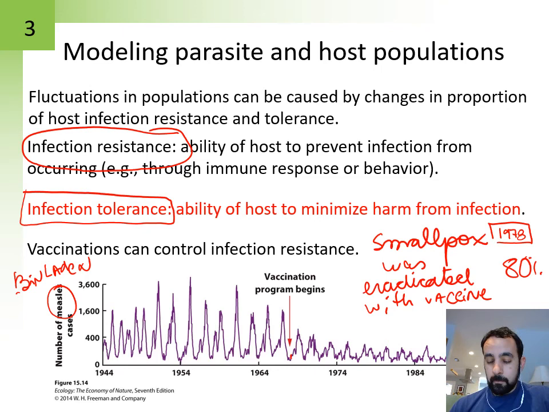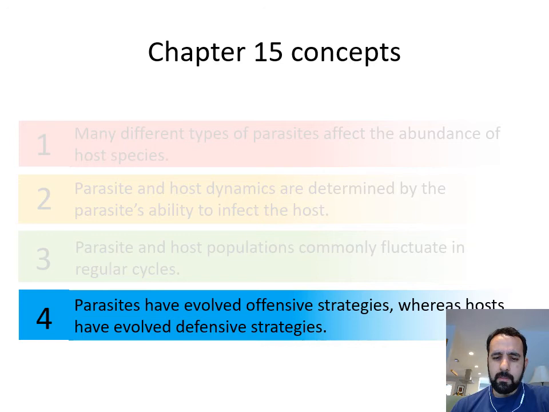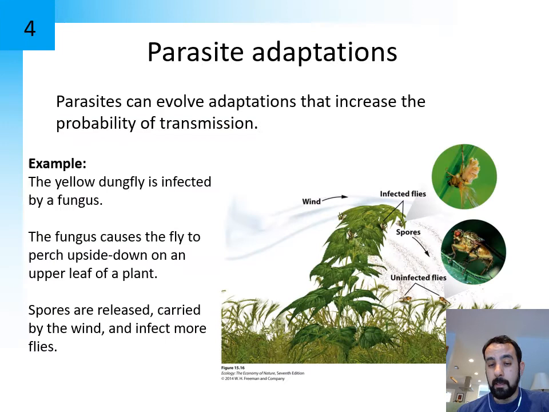But in the United States, through vaccinations, measles has decreased substantially, but in recent years, because of non-vaccination, we're seeing an increase in that too. Okay, so parasites have evolved offensive strategies, whereas hosts have evolved defensive strategies. Hey, to each their own, right? If you're a host, your best strategy is to develop a way to fight off the parasite. But if you're a parasite, your best way is to evolve a way to become a better parasite, right? So the parasite adaptations are many, right?